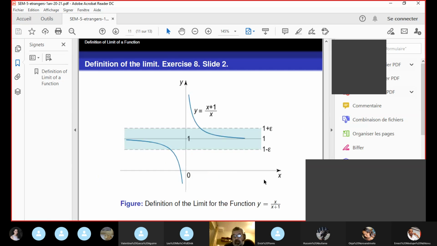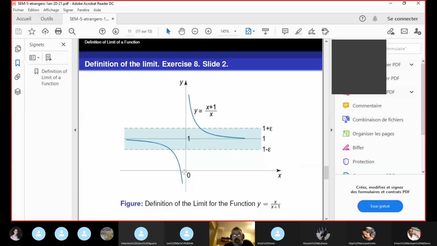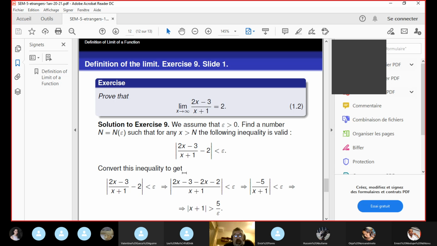Thank you. So now the next slide is to show you this function x plus 1 over x, and we see that this function goes to 1 as x goes to plus infinity or minus infinity. This line is a horizontal asymptote of this graph, but that is for next year and not important for the moment. So the next exercise is to prove that the limit of 2x minus 3 over x plus 1 is 2.